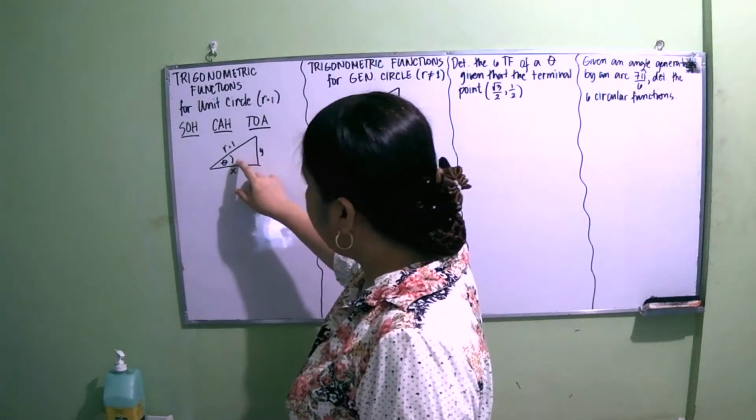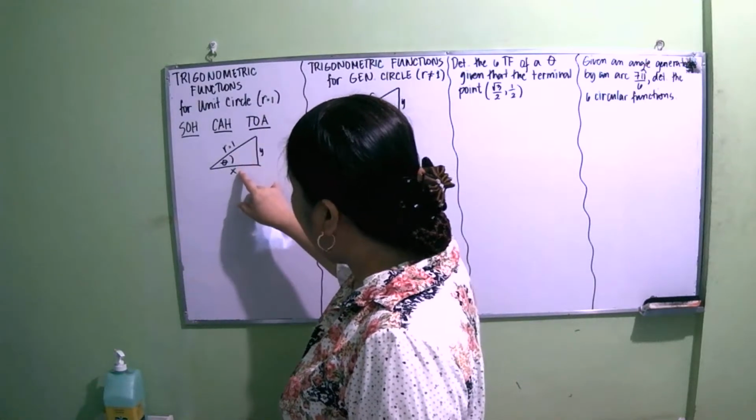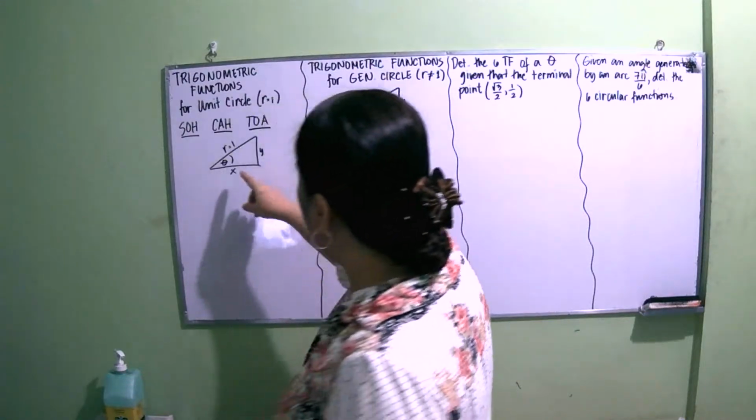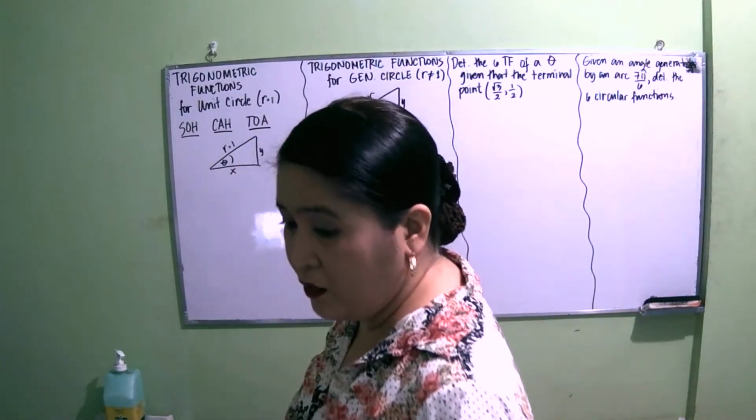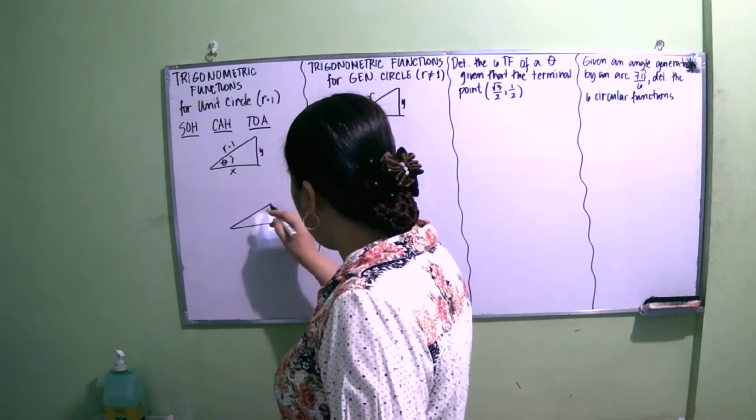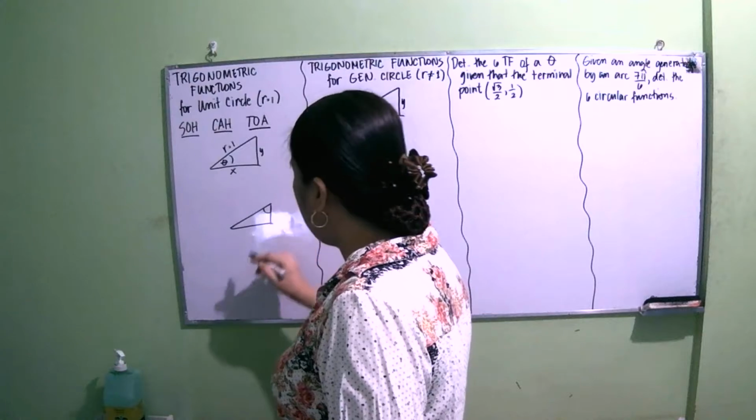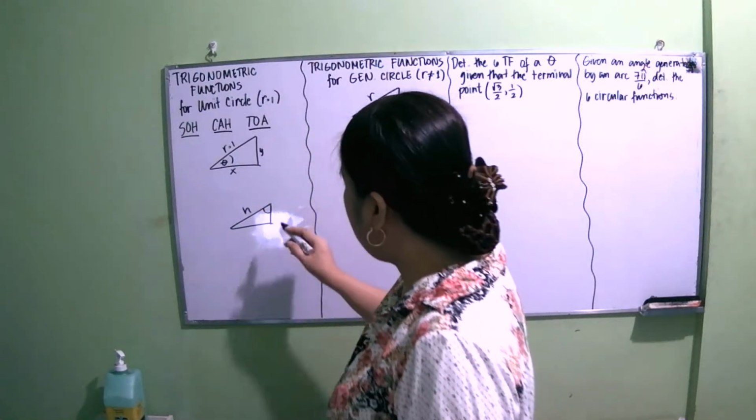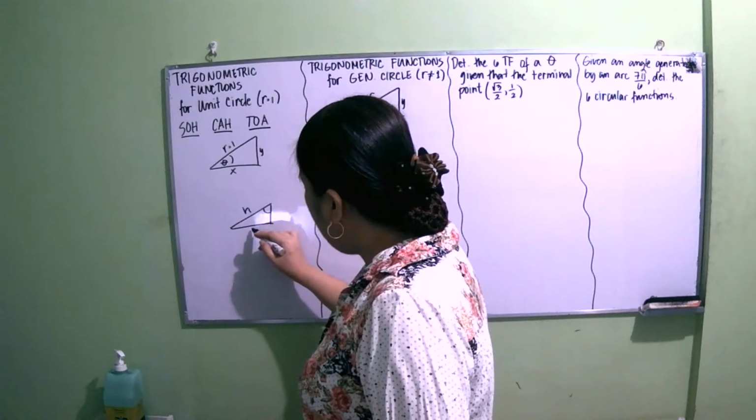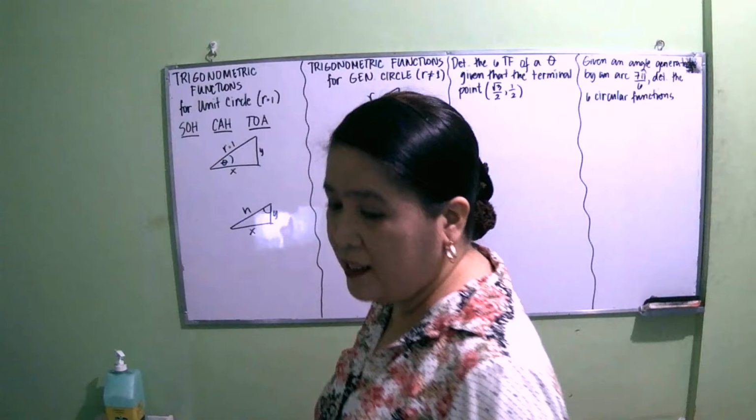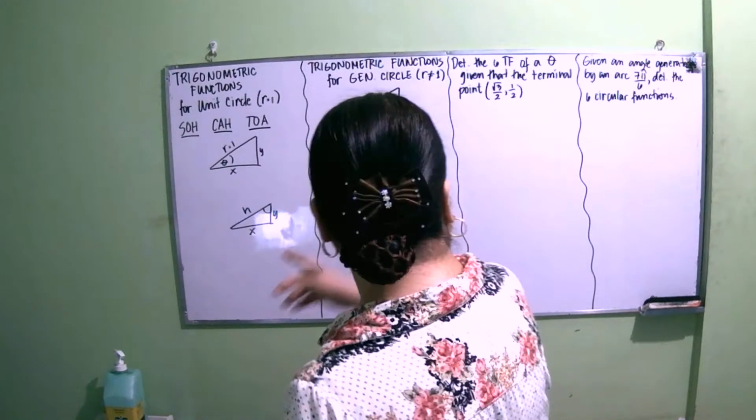Then, si x ang adjacent side, adjacent katabi. Ganun ha? So, depende yan kung nasaan yung angle. Kaya halimbawa, ganito tayo, halimbawa lang ha, ito yung angle natin. Ito, hypotenuse pa rin to. Di ba? Hypotenuse pa rin yan. Pero lalabas, si x na ang opposite side, si y na ang adjacent side. Ganyan ha.